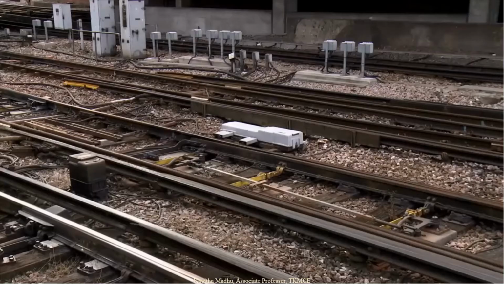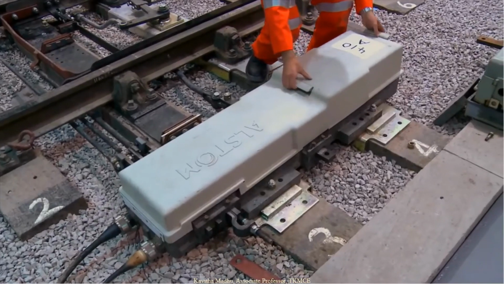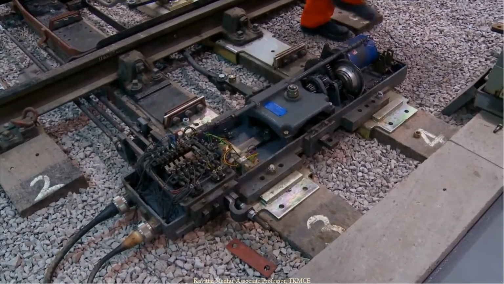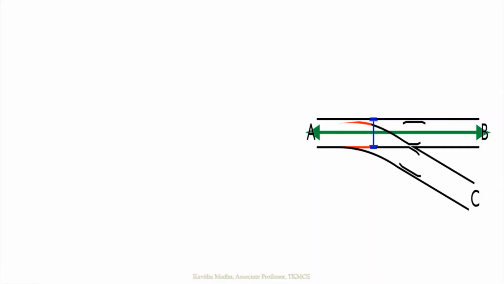These are now largely being replaced by remotely operated hydraulic and electromechanical devices, seen by rail sides all across the country. This is an HW2. Points and crossings are the special arrangement to divert the train.